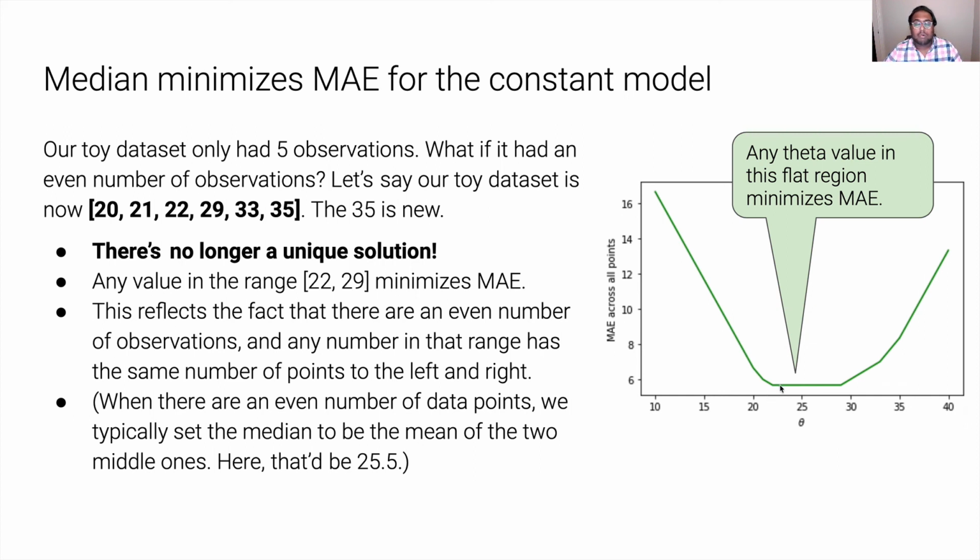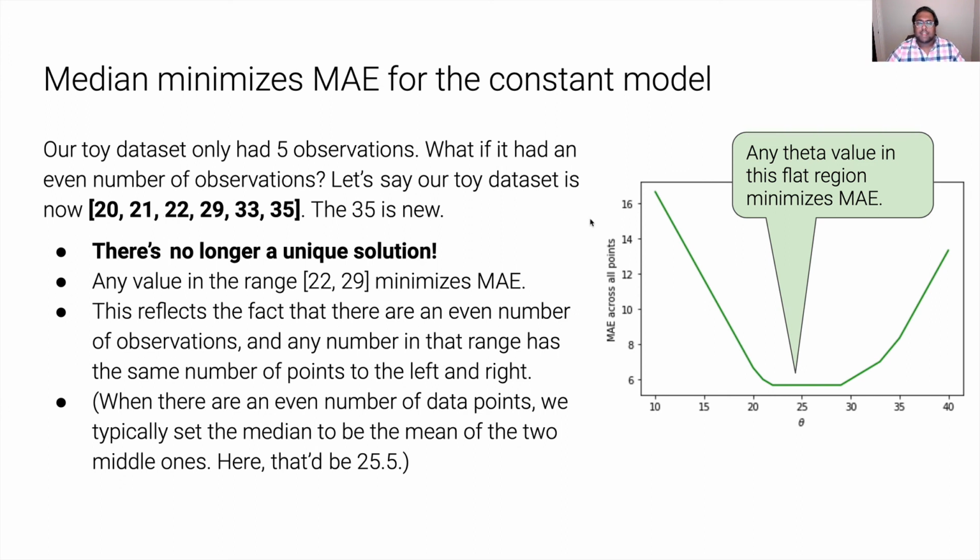And you can see that there's no longer just a single unique value of theta that minimizes average loss. Instead, any value in this flat region down here has the same minimal value of mean absolute error. It turns out that this region corresponds to 22 to 29. So any choice of theta in that range will have the same average loss. And that's because any number between 22 and 29 has the same number of observations to its left and to its right. Now, by convention, if we have an even number of observations, we typically choose the median to be the mean of the middle two. In this case, that would be 25.5.